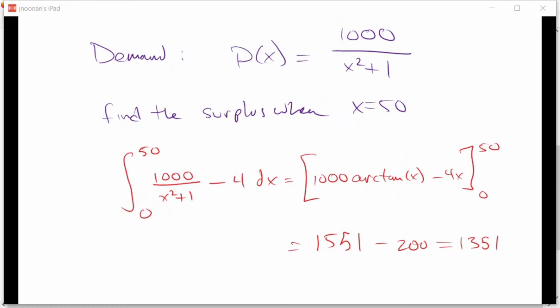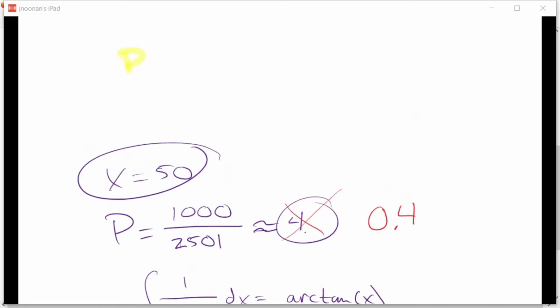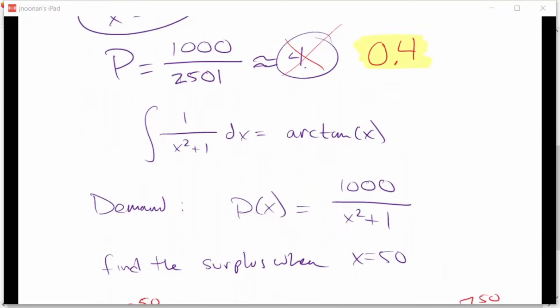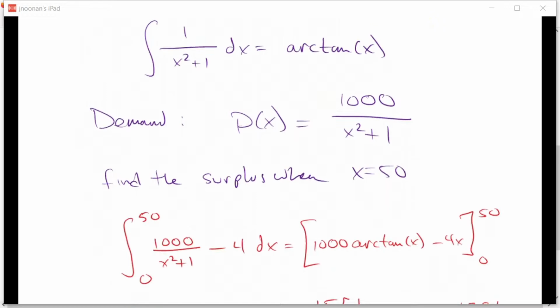Oh, first of all, let's unfreeze. Here we go. Just so you know, I've got the two answers, the correct answer and then the wrong answer. If you have either of them, you're good. But that's the one you should have used, if you had followed my instructions. Anyway, here's my demand function. And then I know the surplus when x equals 50, this is P. The formula is this. Oh, first of all, this is the wrong one.